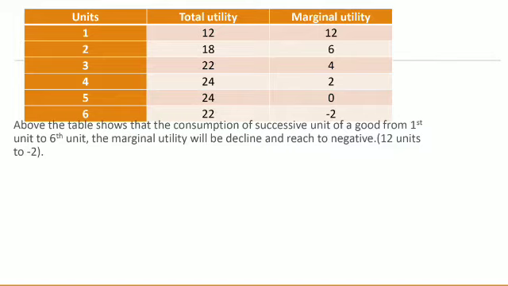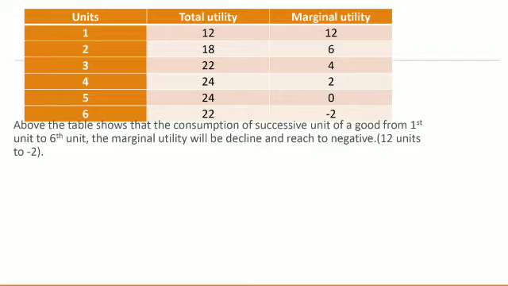What is the difference between the first unit of glass and the second unit of glass? That is 6. So the addition of one more unit is 6, and that is the additional utility, or marginal utility. Consuming the third unit, he would receive 22 units of total utility. The difference between the second and third is 4.